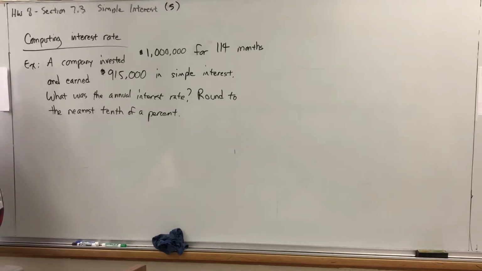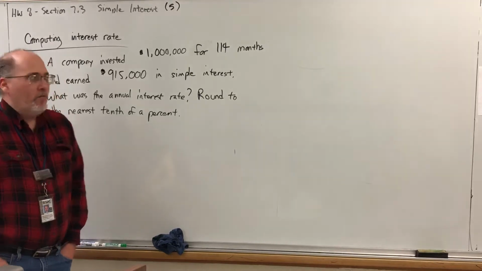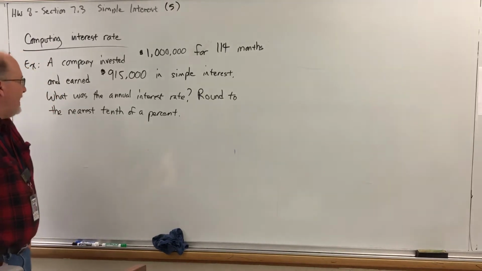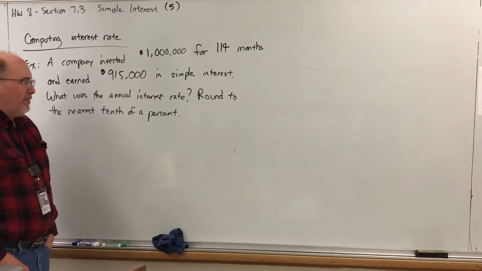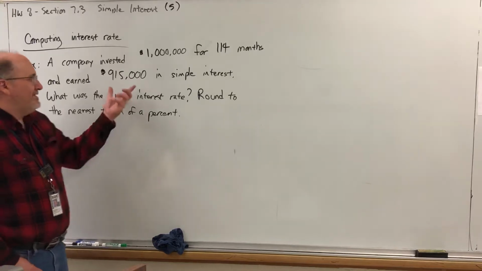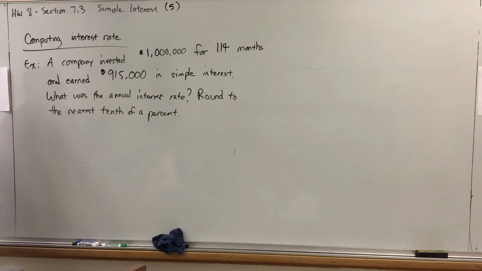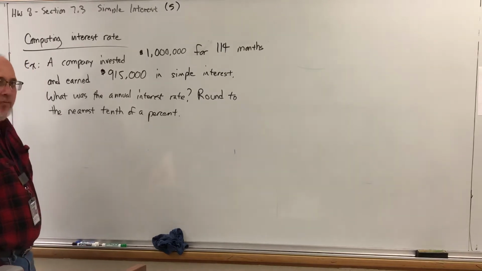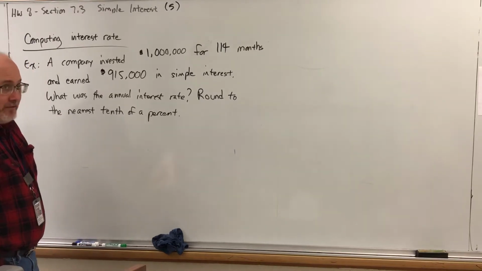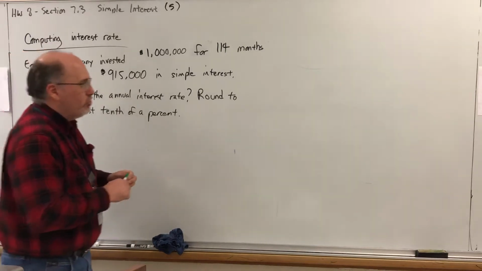For example, a company invested $1 million for 114 months and earned $915,000 in simple interest. All right, this is some interest I could be happy with. What was the annual interest rate, rounded to the nearest 0.1%? Well, just like before, we're going to use the interest formula, but we've got one thing we need to deal with first, and that's the fact that the term is not in years.